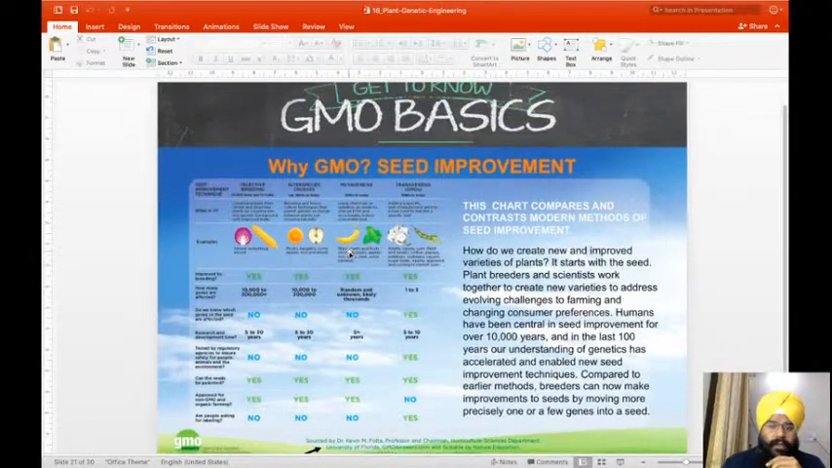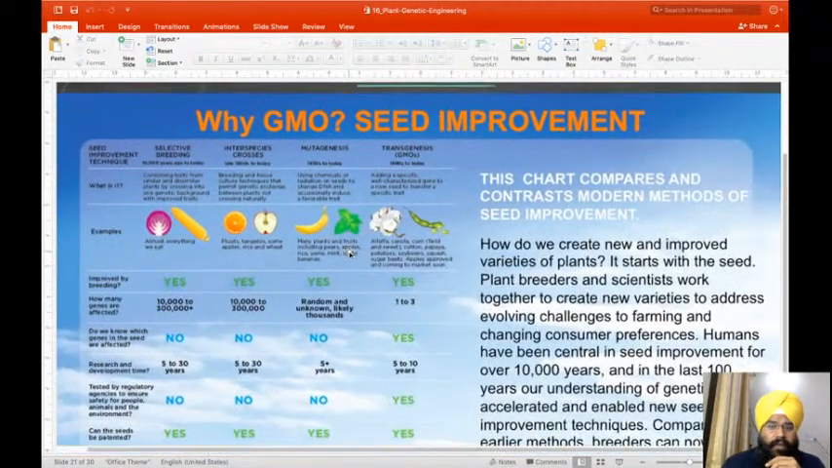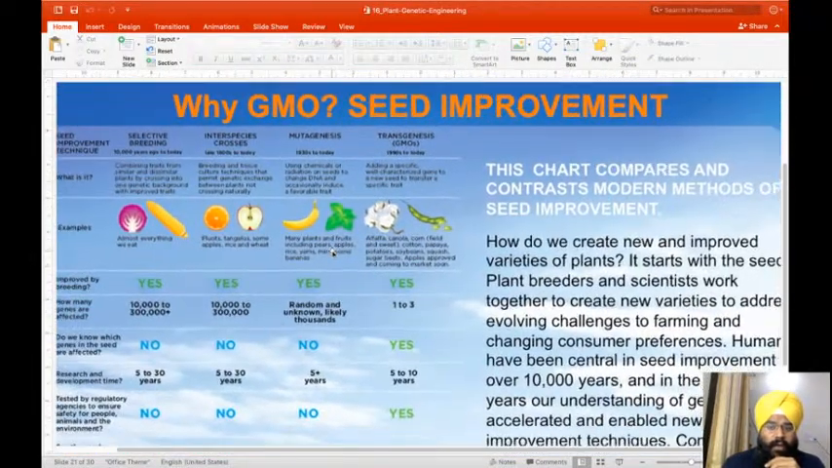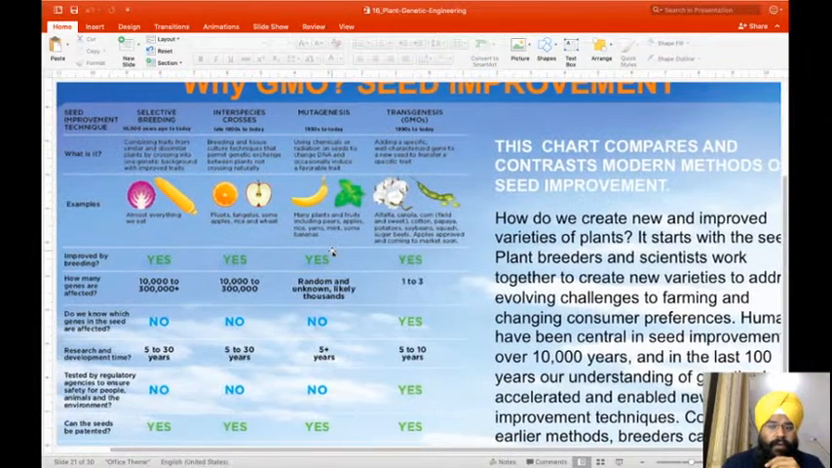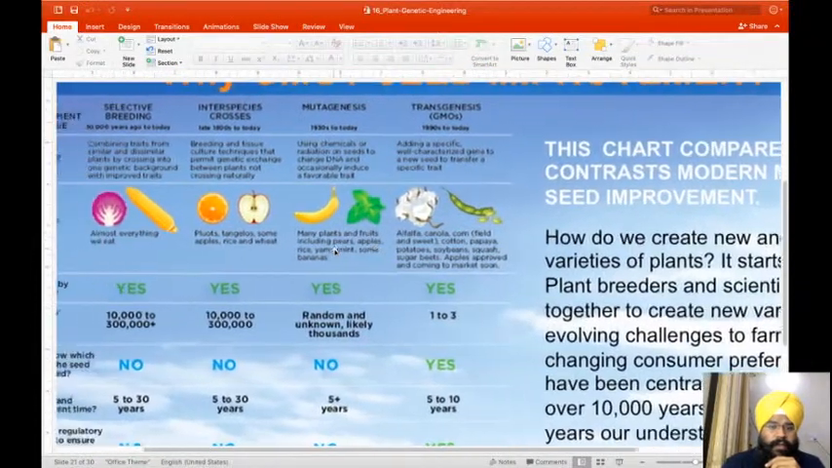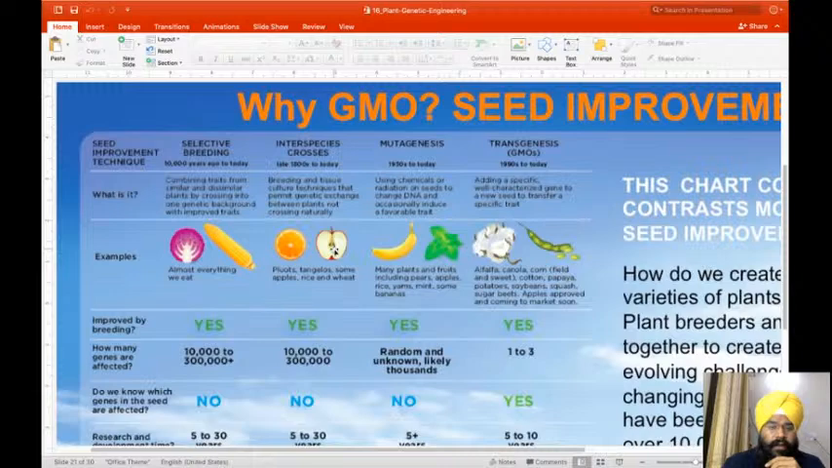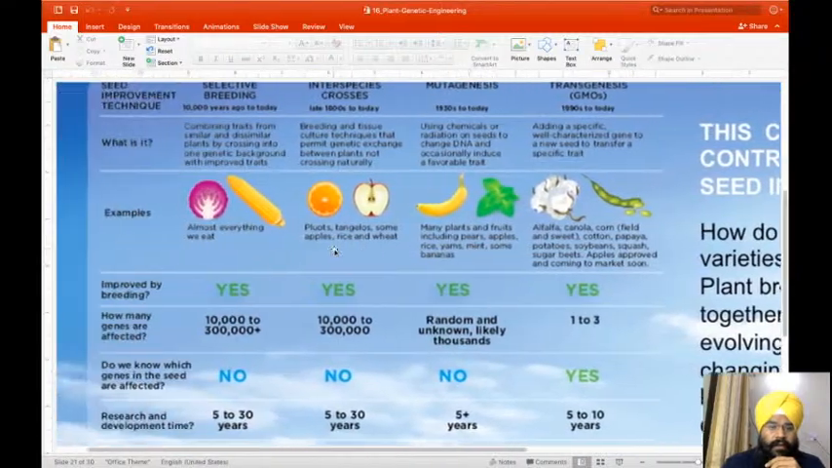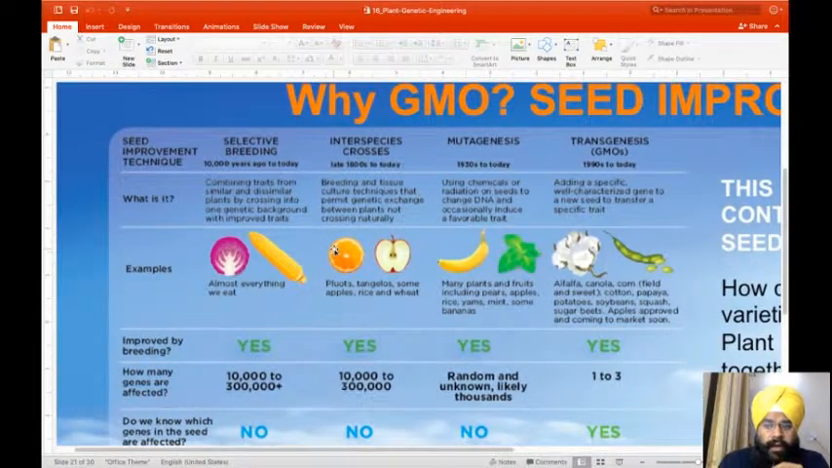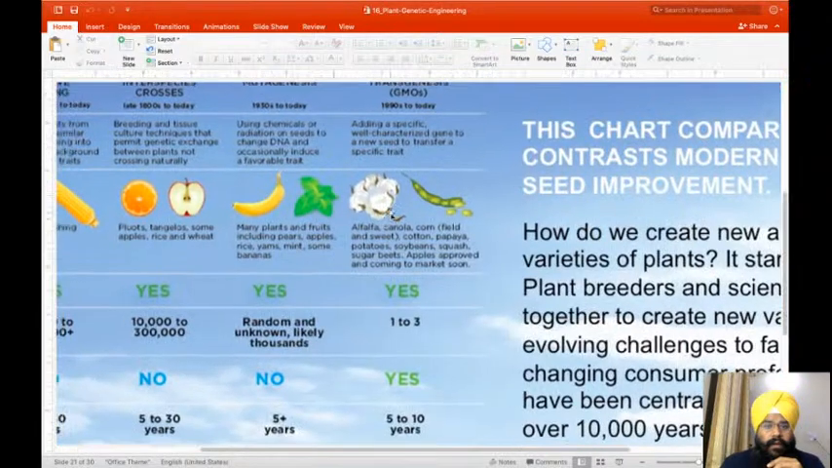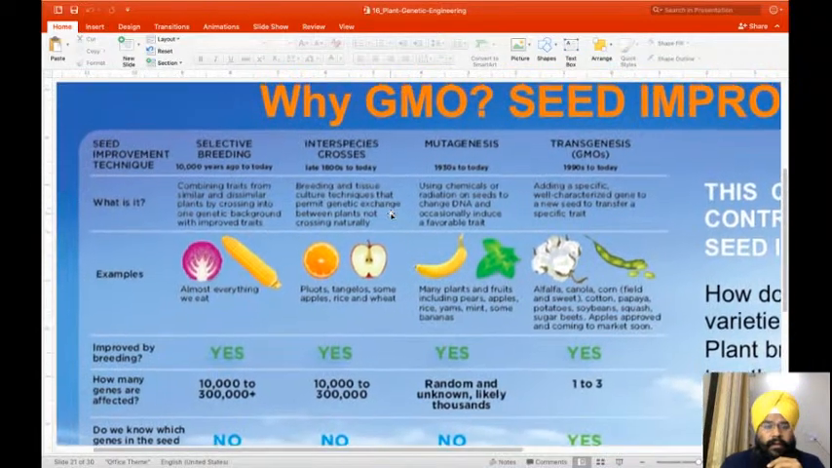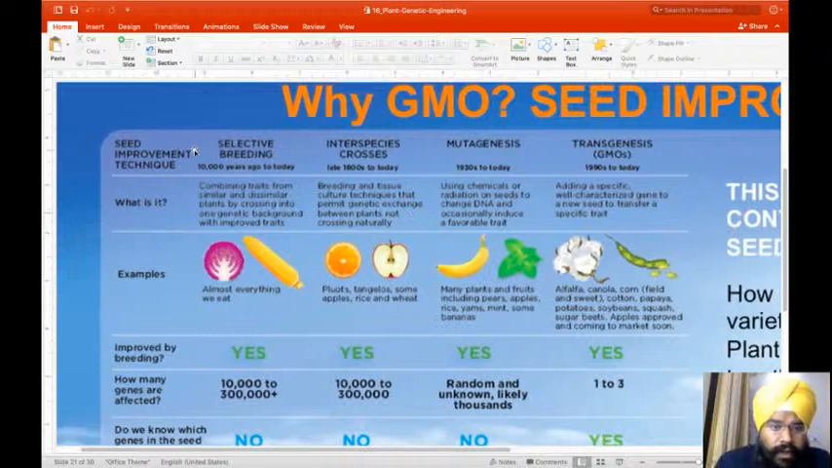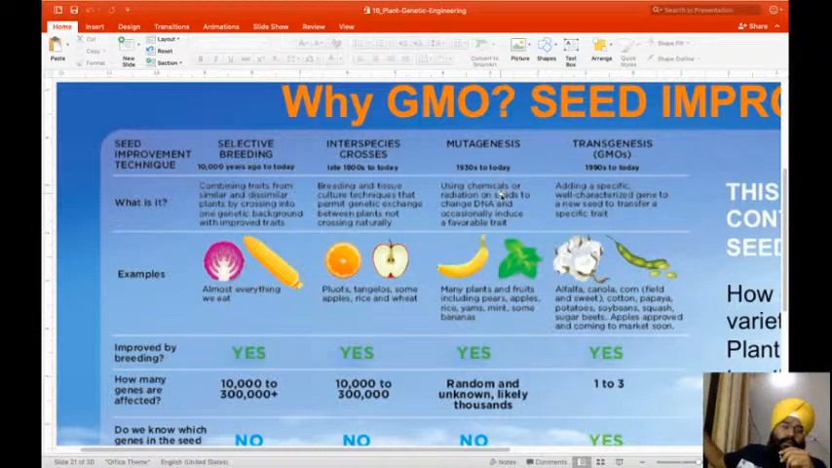What is this chart? It comprises the modern methods of seed improvement and how we create new plant varieties. Let me zoom in, so I hope you can read it now. Here is selective breeding, here is interspecies crosses, mutagenesis, and this is the transgenes of GMOs.